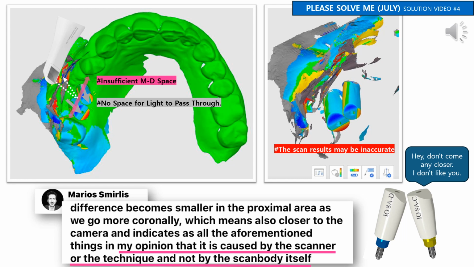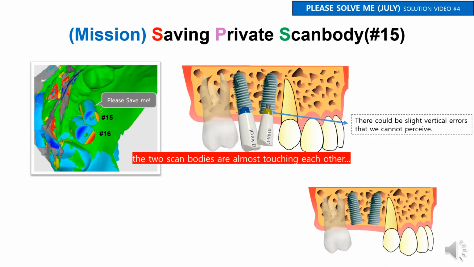How can we overcome this? Let's consider the best methods for scanning two scan bodies simultaneously when space is limited. As you can see from the scan data, the number 15 scan body is almost touching the number 16 scan body. While the questioner may have verified the correct fit of the scan body using X-rays, if the gap between the two scan bodies is not visible to the naked eye, there could be slight vertical alignment errors that we cannot perceive. Therefore, we need to consider a strategic approach to rescue number 15 from that situation.